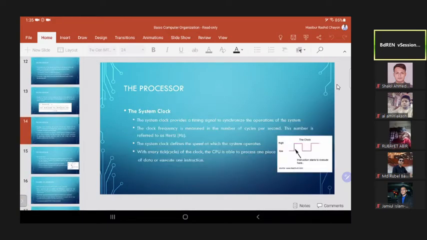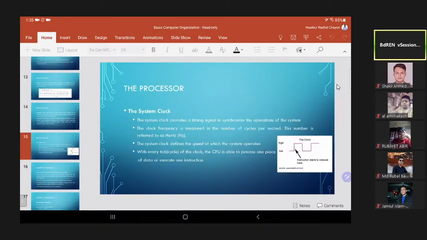Let us continue with the next topic, which is the system clock. Do you remember when I showed you my processor? Can you remember what the clock speed of my processor was?